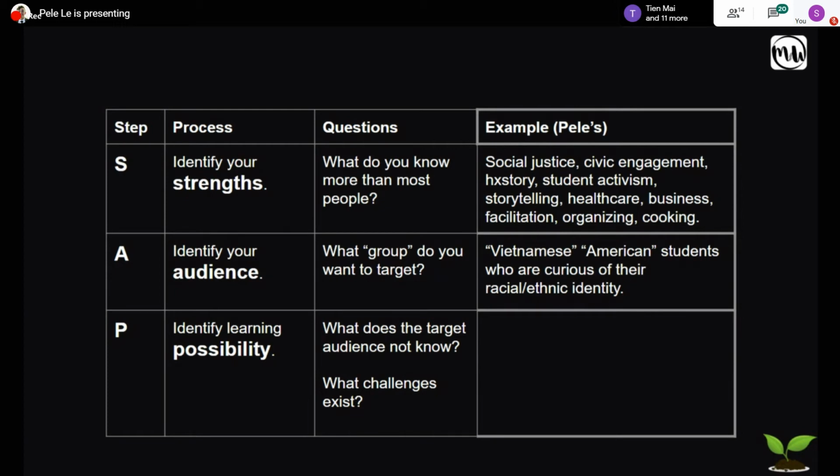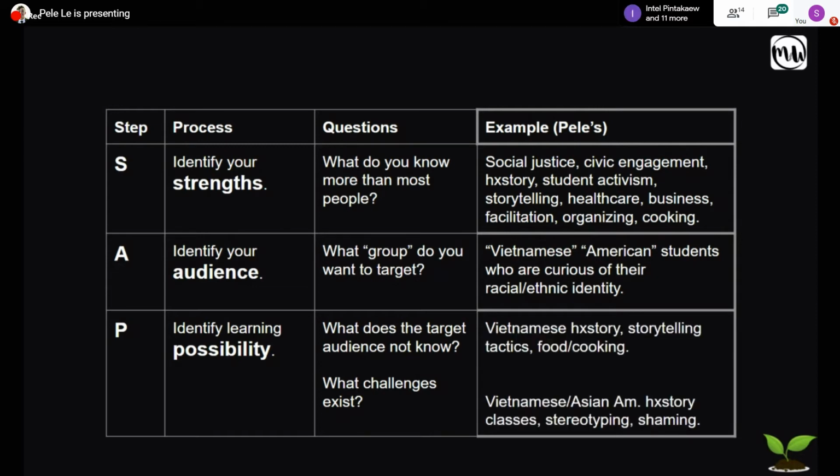In regards to the possibility, to really make sure that the audience is engaged, like many of you have asked, it's about thinking about who exactly you're targeting and then figuring out the gap in between, so they're constantly seeking information and engaged. Oftentimes in workshops, folks can be bored or completely oblivious of the information that you're talking about, which causes disengagement. That's why it's important to identify this learning possibility.